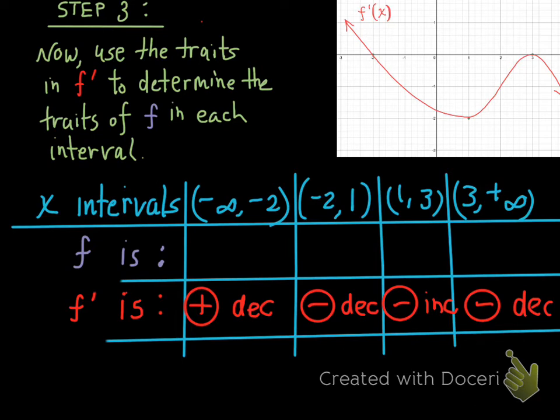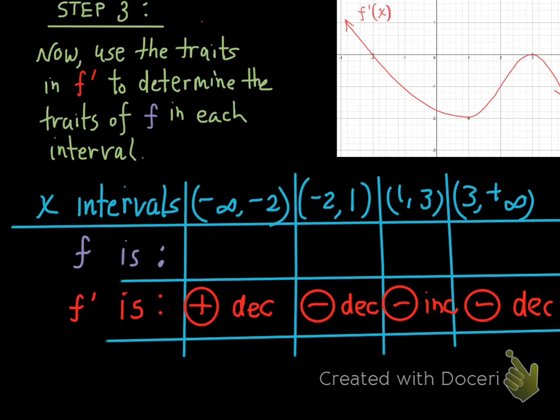Let's think about that. F prime is a bunch of slopes. If the slope of a curve is positive, that means it's going uphill. The only way I can draw a positive slope is if the original function is going uphill, if it is increasing. So you should have an intuitive understanding of that. When f prime is positive, f is increasing, and when f prime is negative, then f is decreasing.